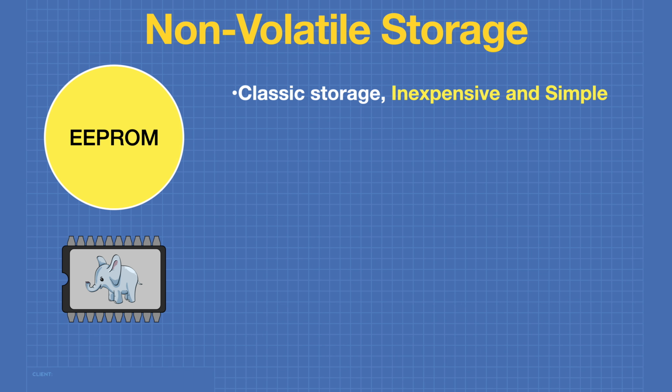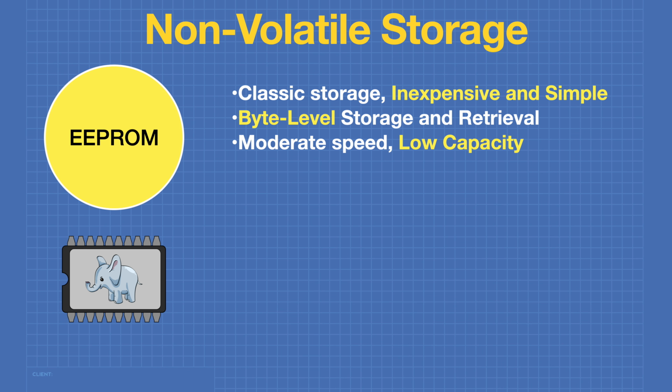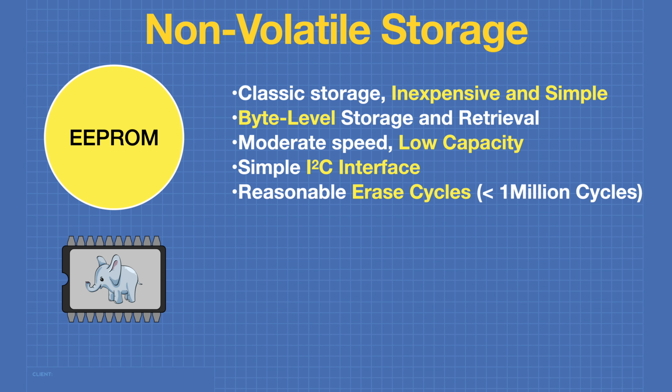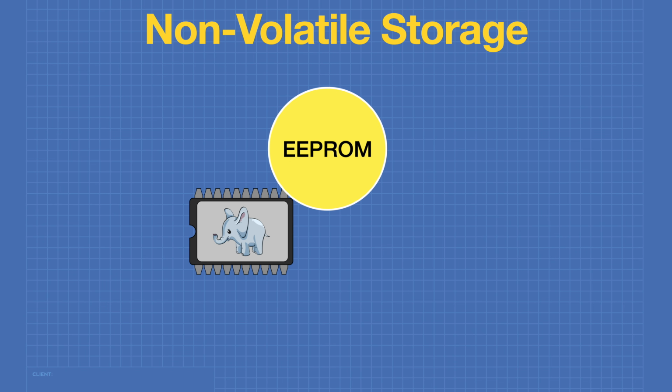EEPROM is a classic storage method. It's inexpensive and very simple to use. EEPROM provides byte-level storage and retrieval. It has moderate speed, however it's relatively low capacity for its size. You can use EEPROM with a simple I2C interface. It has a reasonable number of erase cycles, a little under 1 million per device. One advantage of using EEPROM is its low power consumption.